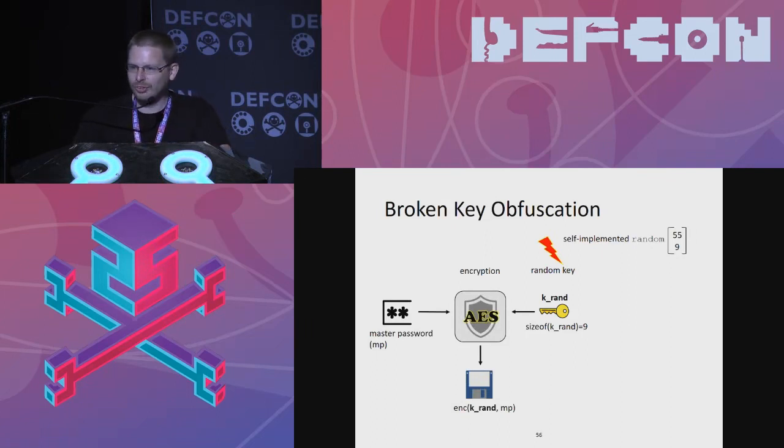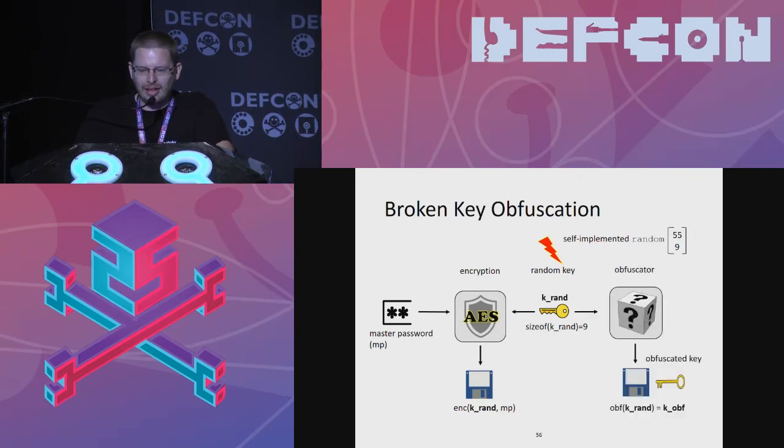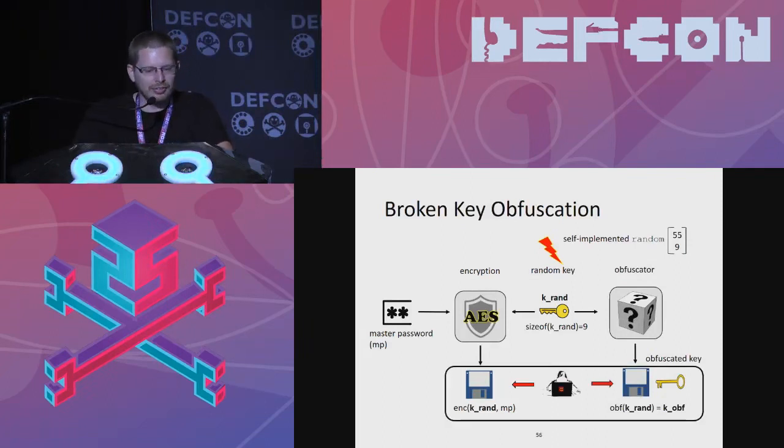So he uses this random key to protect his master password. Okay, we have no static key, there's nothing in the code. But now there's the problem that we have to somehow store this key. So he implemented an obfuscation, and this obfuscated key is then stored on the device. So if our attacker now gets access to the encrypted key and to the obfuscated key and can deobfuscate it, he gets the master password again.